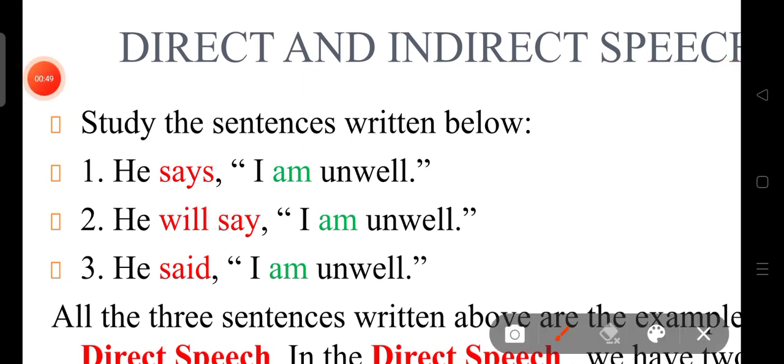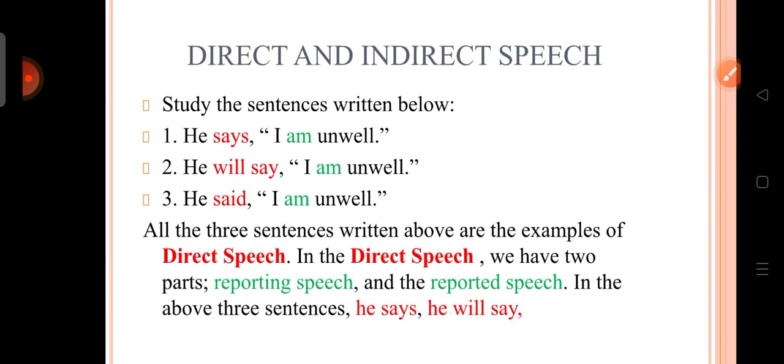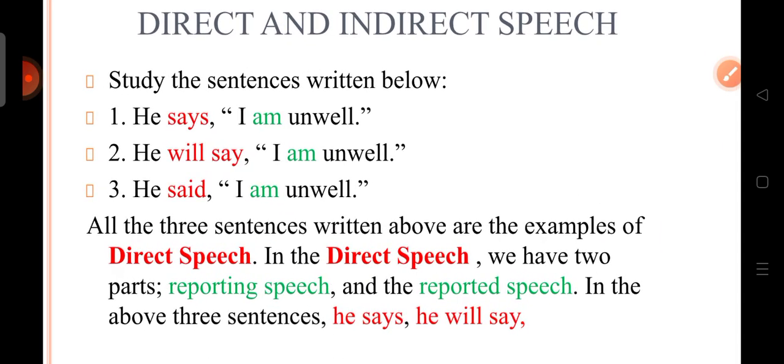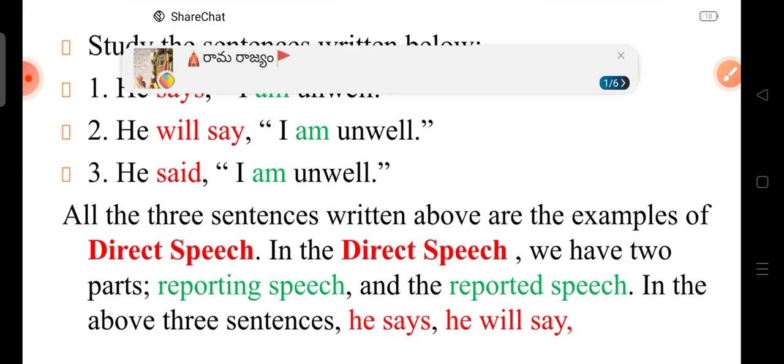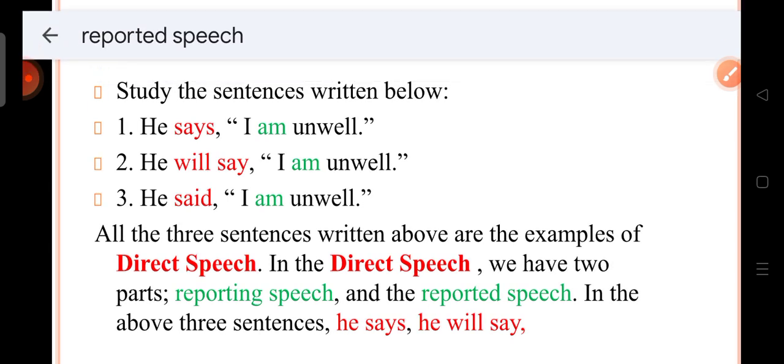Look at it. He says, I am unwell. He will say, I am unwell. He said, I am unwell. All three sentences written above are examples of direct speech, and in direct speech we have two parts, the reporting speech and the reported speech. In the above three sentences, he says, he will say, or he said.